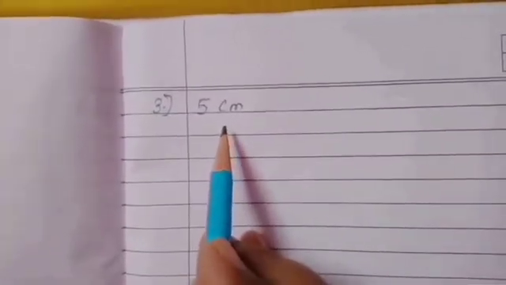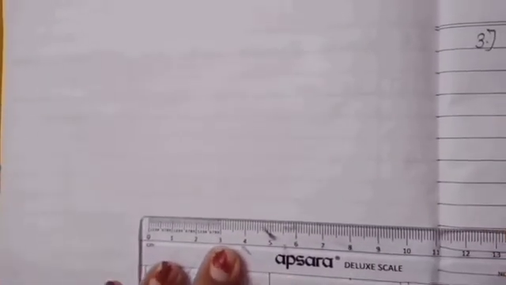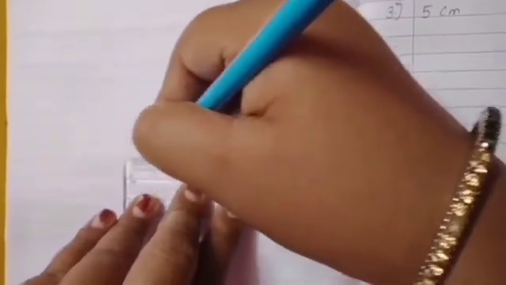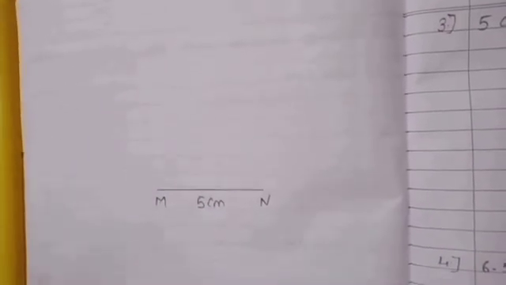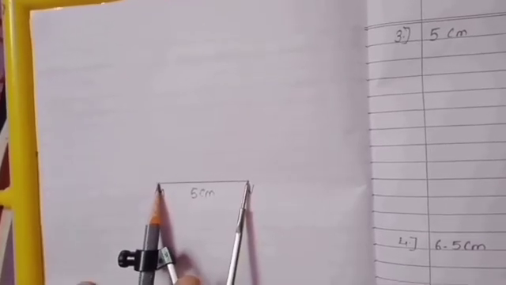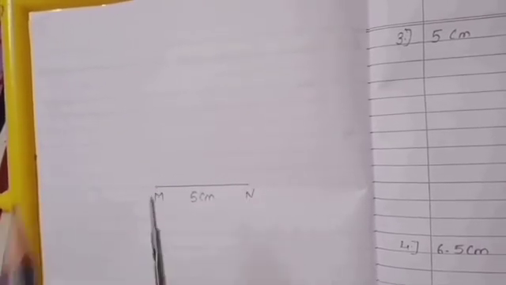Now number 3. Number 3, 5 centimeter. The radius is 5 centimeter. So we will first draw a radius of 5 centimeter, from 0 to 5. We will give the name M, 5 centimeter. With the rounder we will measure it. It is 5 centimeter. We have to measure it properly, then only we will get a proper circle. 5 centimeter, and this one end we will keep at M, and we have to draw a circle.